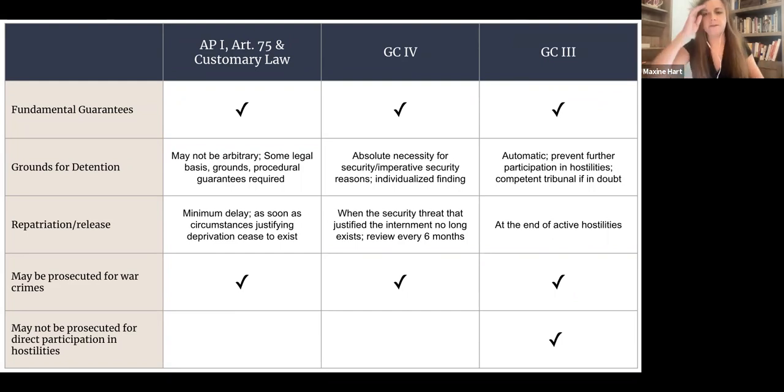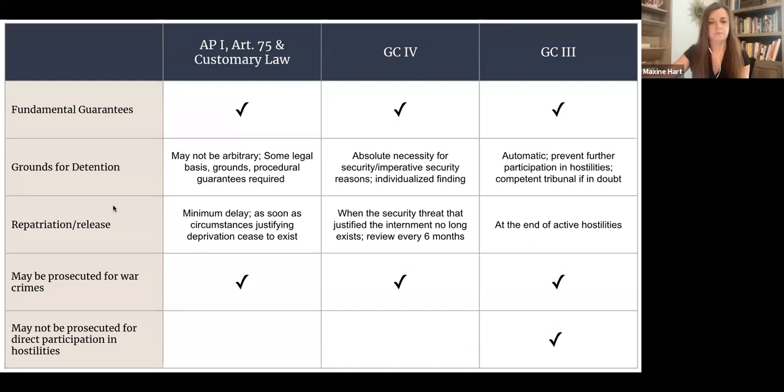So this table summarizes some things we've already covered, which are that the fundamental guarantees, being fundamental, apply to all categories of detainees. The grounds for detention vary depending on what the status of the detainee is. So the minimum is that it can't be arbitrary. There have to be some legal basis, grounds, and procedural guarantees required for internment. For the internment of civilians, again, it's absolute necessity or imperative security reasons. That's an individualized finding. For prisoners of war, it's automatic because they are per se a security threat. And there must be a competent tribunal if in doubt as to whether they qualify for that status.